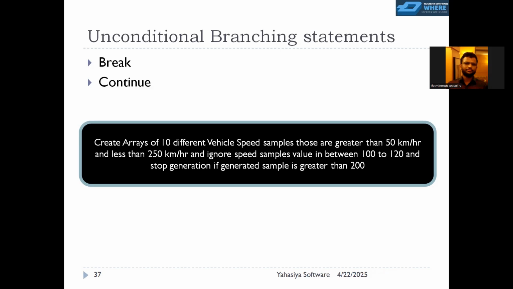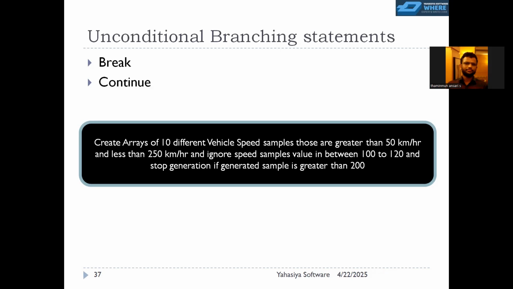And ignore the speed sample values in between 100 and 120. When you generate speed samples, it should not be in the range 100 to 120. If your random generator generates that, you simply ignore it. You don't store it, you don't use it as a lookup value. Then also you stop the generation if the generated sample is greater than 200.